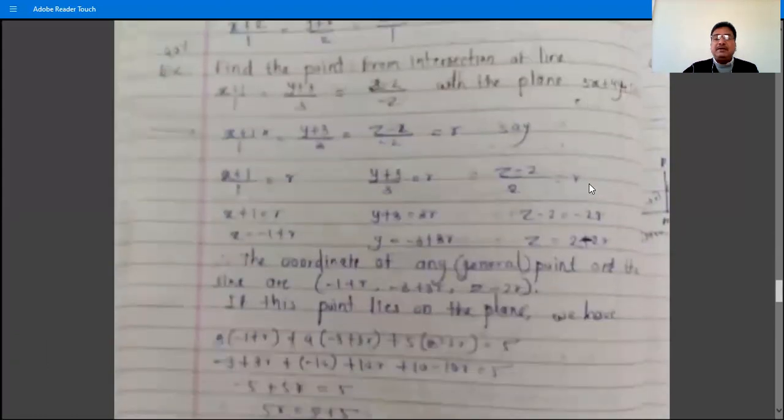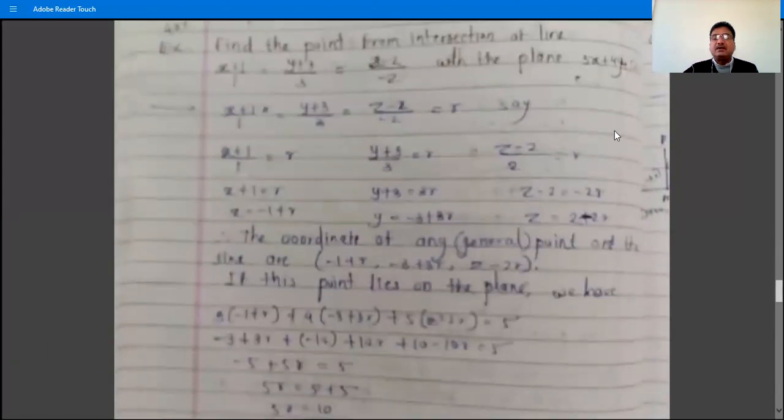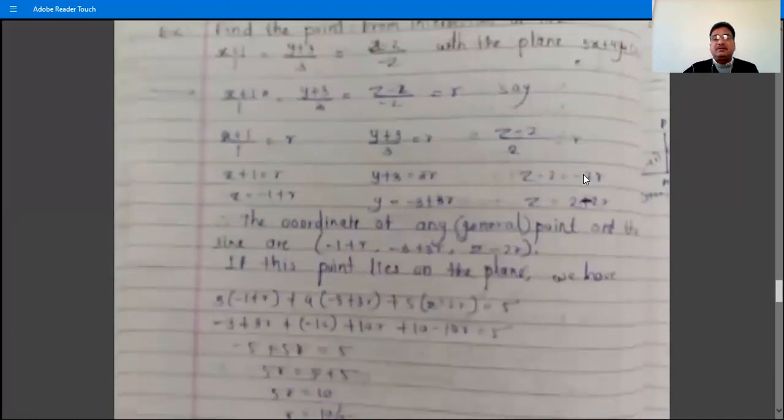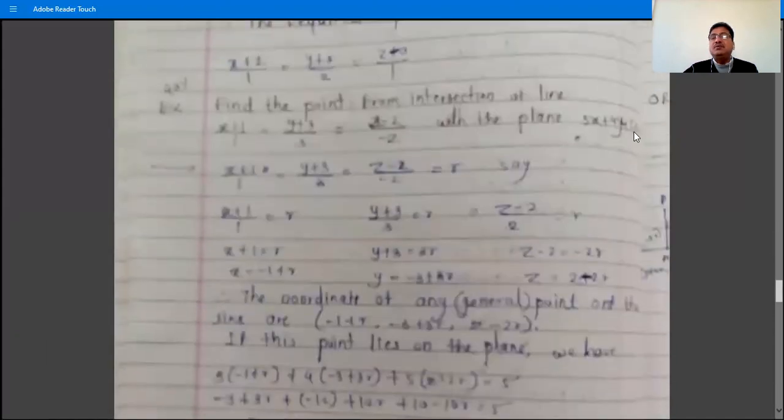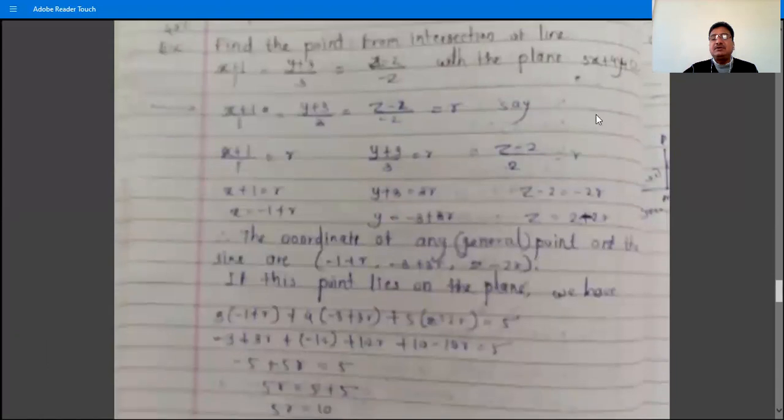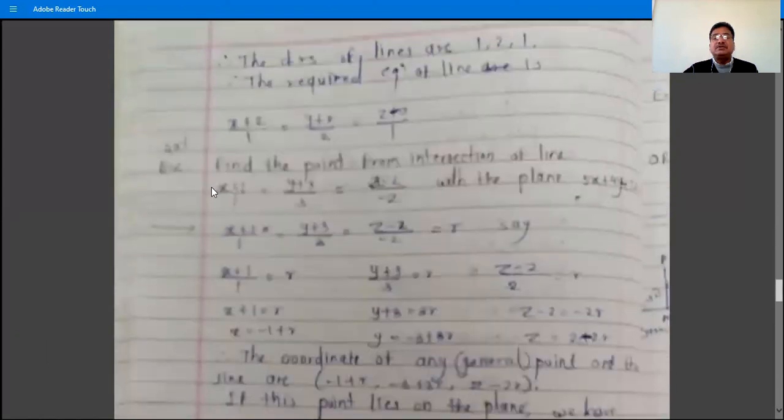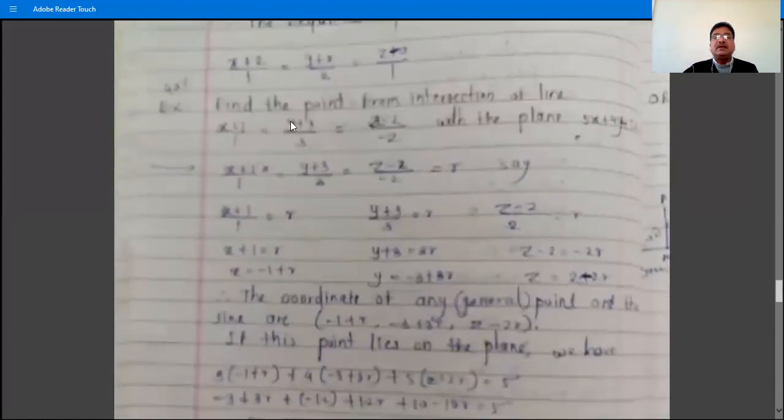The equation of the plane is 3x plus 4y plus 5z is equal to 5. And the equation of the line is (x plus 1)/1 = (y plus 3)/3 = (z minus 2)/(minus 2). Now we have to find the point of intersection of the line and the plane.